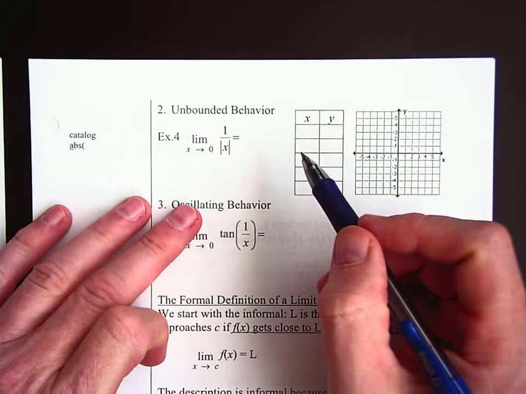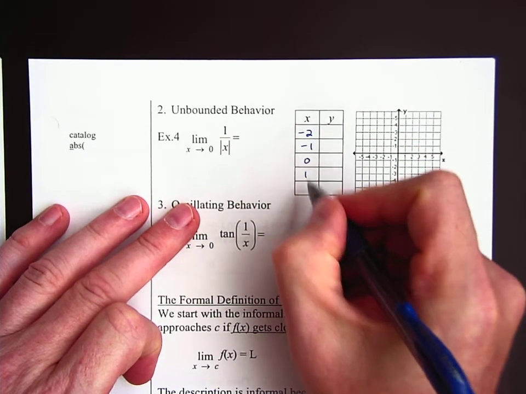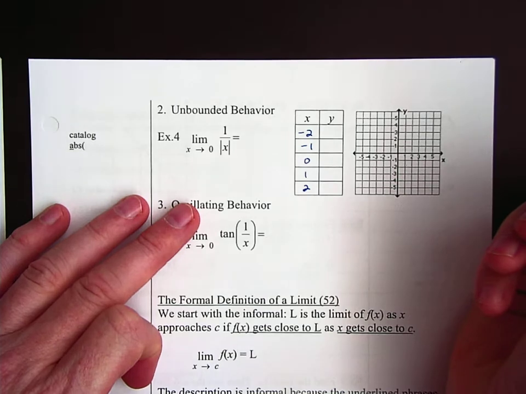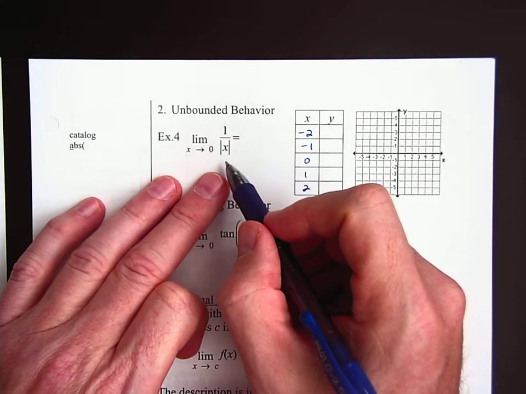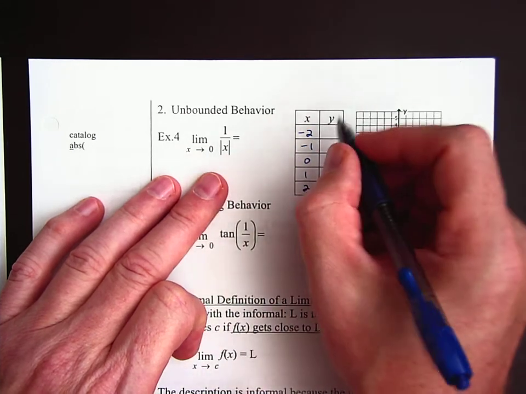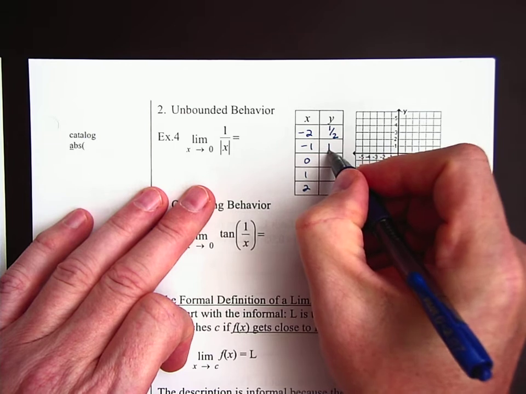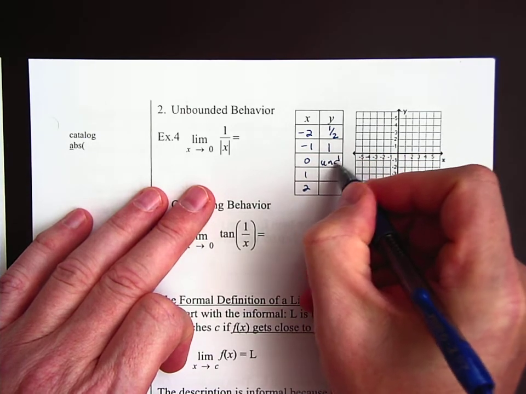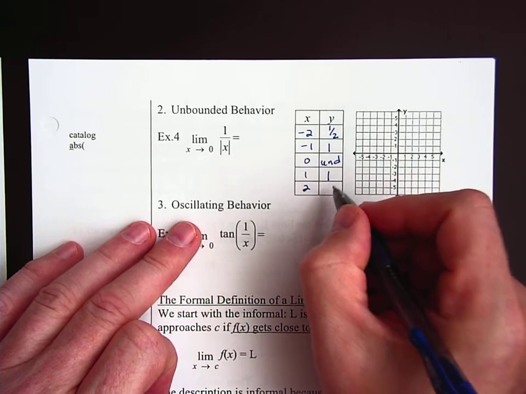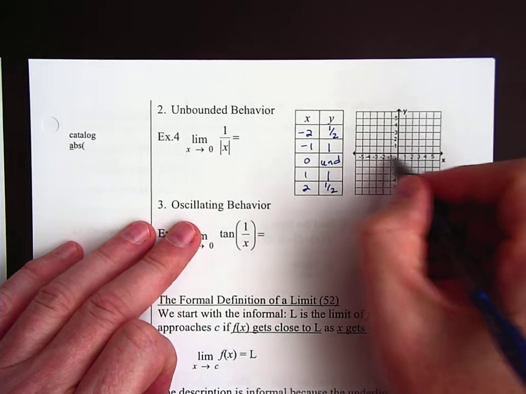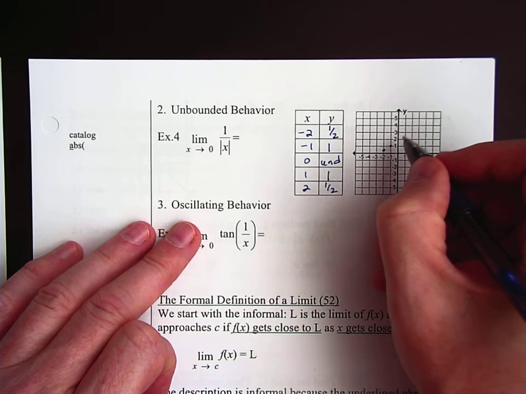So if we plug some values in here, we could do this on our calculator too, but we can just do that in our head. So 1 over the absolute value of -2, the absolute value of -2 is 2, so that's going to be 1/2. If we plug -1 in, that's going to be 1. 0 is undefined. 1 is 1, and 2 is 1/2. So if we plot some of those, that would be right here, right here.